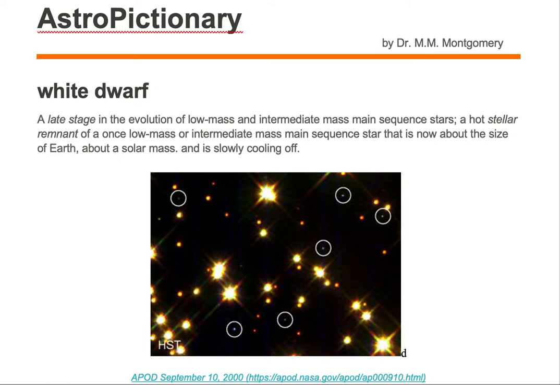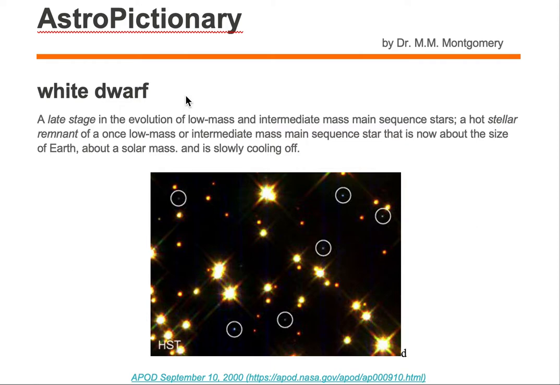It has two definitions. One definition is referring to the stage in evolution, and the second definition is referring to the hot stellar remnant. Let's look at the first definition. So in the first definition, we have a low mass main sequence star, which is like the sun. And we also have an intermediate mass main sequence star, which is about 2 to 8 times the mass of the sun. Once these massive objects start to die off, we call that a late stage. And one of these dying stages is the white dwarf stage.